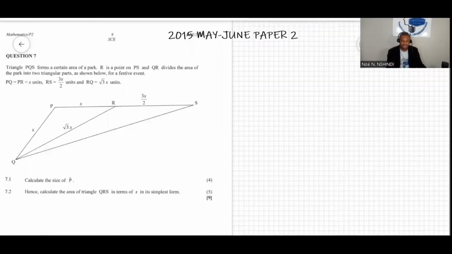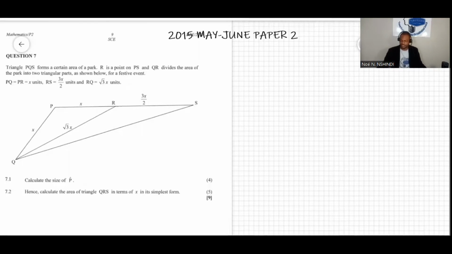We have question 7 here. The question says, triangle PQS forms a certain area of a park. R is a point on PS and QR divides the area of the park into two triangle parts as shown below. For a first event, PQ equals PR equals x units, RS equals 3x over 2 units, and RQ equals square root of 3x units.